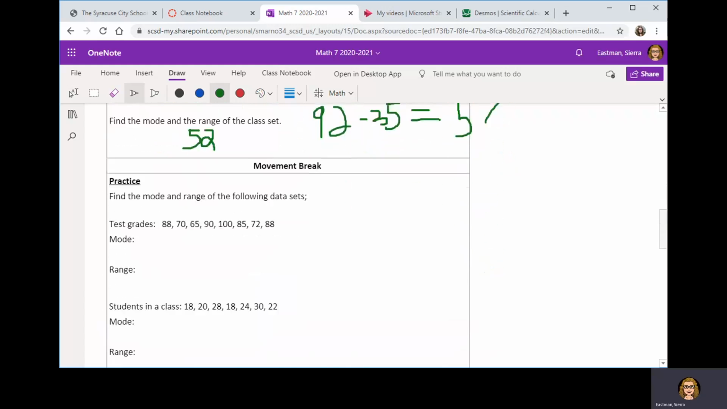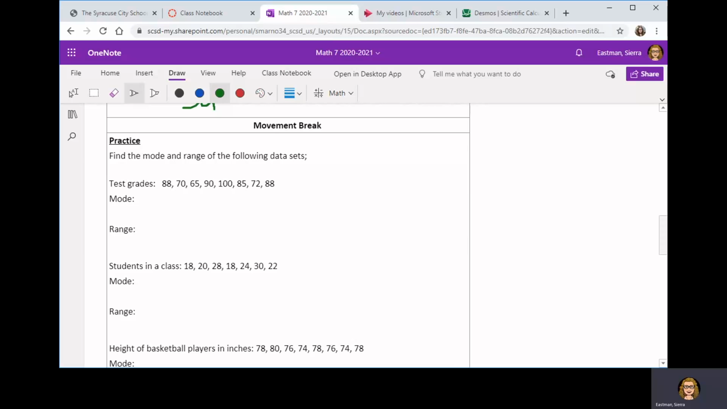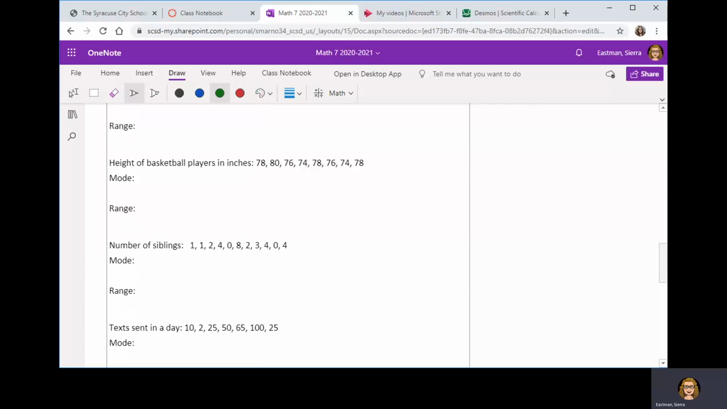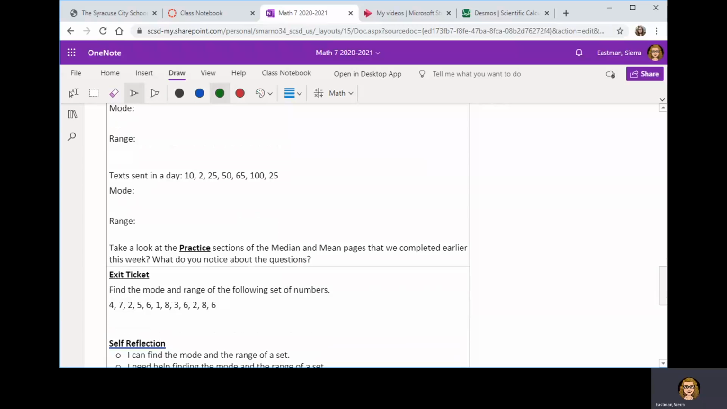All right. We have our practice, same as Tuesday and Thursday. We have some test grades, students in the class, height of some basketball players, number of siblings, and texts. And then we actually see here, it says, take a look at the practice sections that we did on page 1 in this unit 7-8, and then page 2 of this unit. And look at what you notice. The thing that you should notice is that they were the same exact sets, but we got different answers. The mean, median, and mode could possibly be the same number, but most times they're different numbers that we could use to represent the full data set.